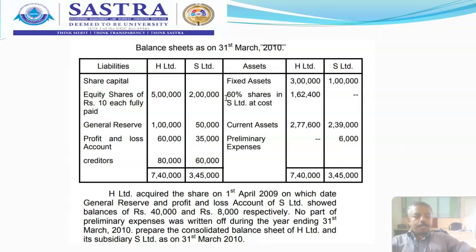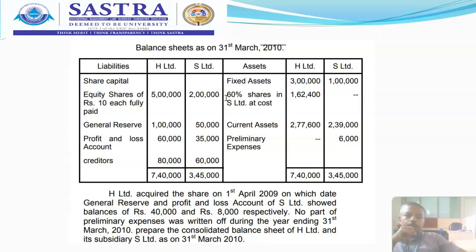The portion of H Limited on capital profit of 42,000, of this 60% is the portion that belongs to H Limited. That is 25,200. So now the amount paid for 60% of shares, which is taken from the balance sheet, is rupees 1,62,400, and the amount realizable that has to be subtracted.